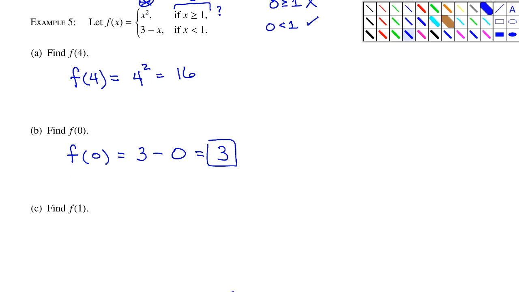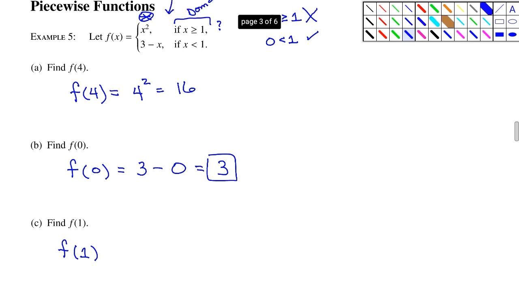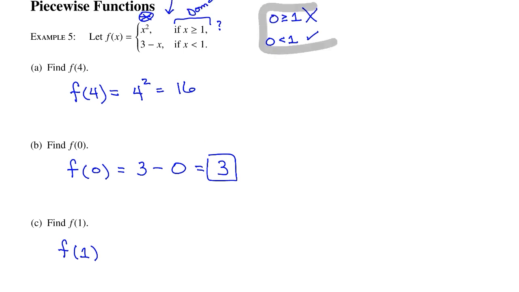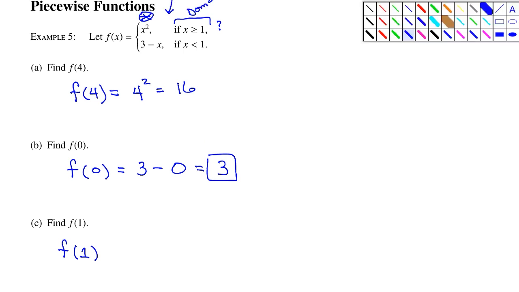Part C, f of 1. Well, we look at the values again, and we say, is 1 greater than or equal to 1? And the answer is yes. This is the equality part of this. So I'm going to use the top expression. And we get 1 squared is equal to 1.